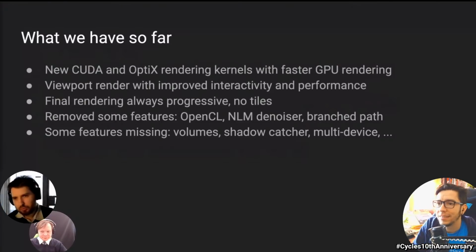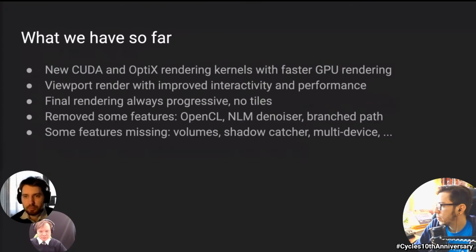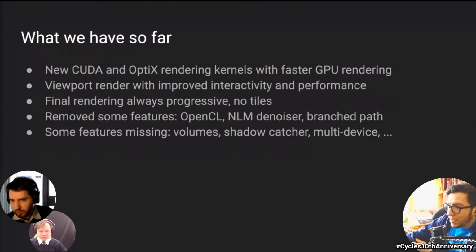Besides that, we're removing some features that we think are not necessary anymore once we are done with all our improvements. One of those is the current OpenCL rendering kernels, which we're replacing with a completely new kernel. We'll talk about that later, how that will be addressed. We're also removing things like the NLM denoiser, because the AI denoisers are so much better, and branched path tracing we might remove because we think we can do better light sampling that's more automatic without having to tweak manual parameters.